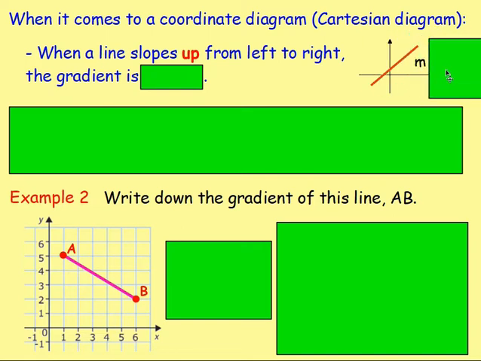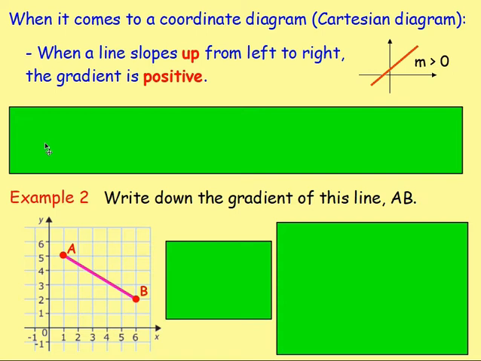So when a line slopes up from left to right, so if you have something like that, what do you say about the gradient, Olivia? That's positive. Perfect. The gradient is positive. The gradient will be bigger than 0. So if a line on a coordinate diagram slopes up from left to right, the gradient is positive.